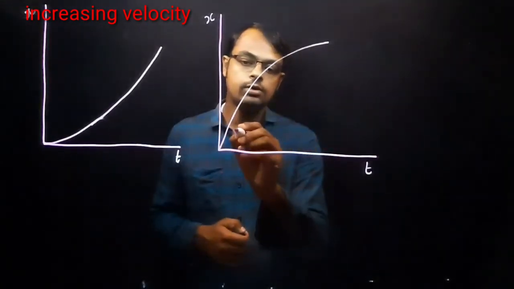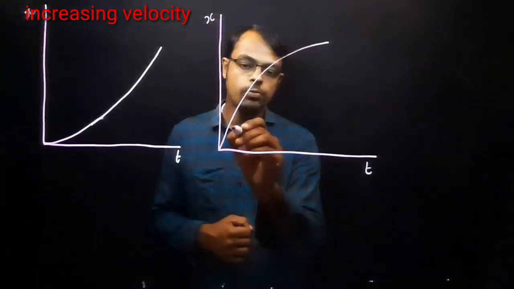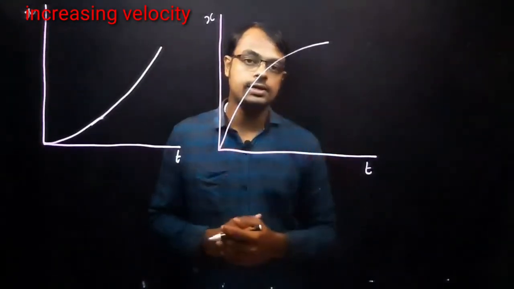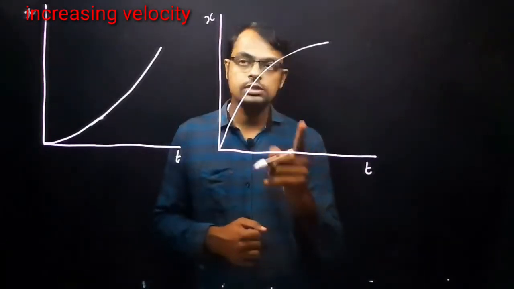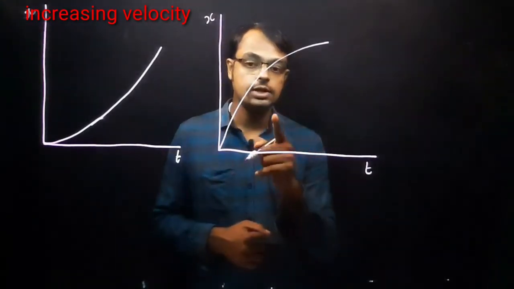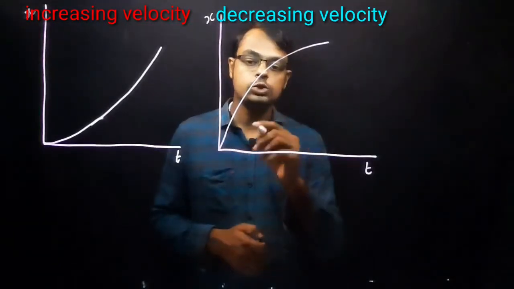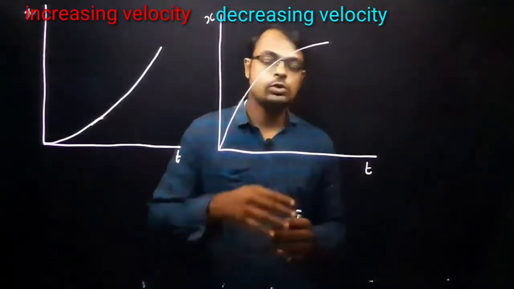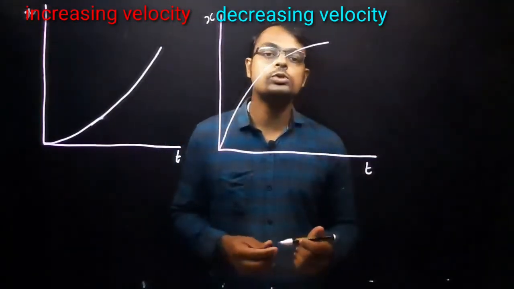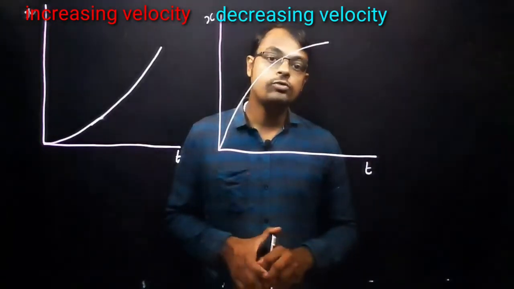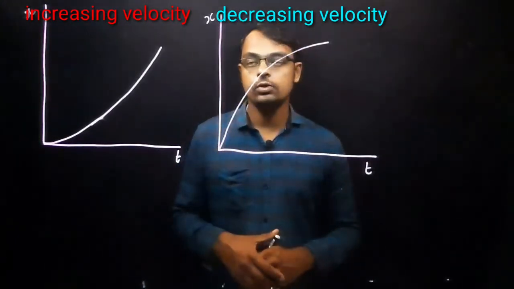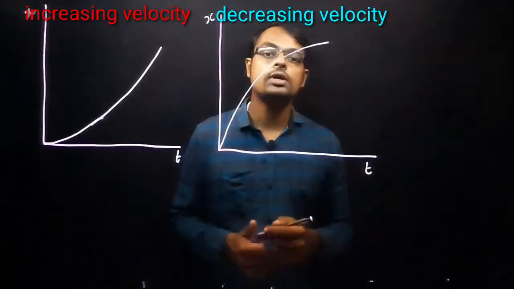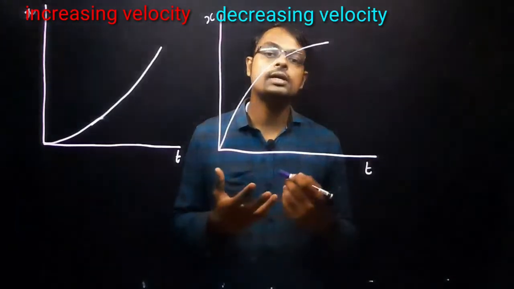What is happening in the side opening parabola? If you draw the slope here, you can see the slope is decreasing. What is the slope of a position time graph? That is velocity. So here, slope decreasing means what? It shows decreasing velocity. So if the question asks how to draw the position time graph for a uniformly decelerated motion, for a uniform deceleration, we can represent it like this. Here the velocity keeps on decreasing.